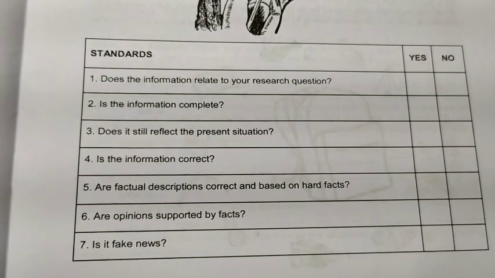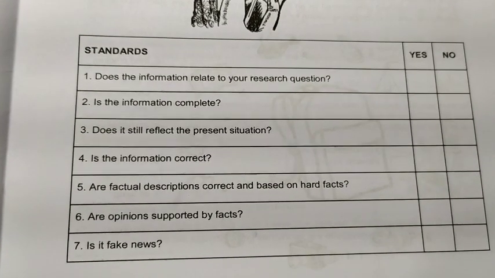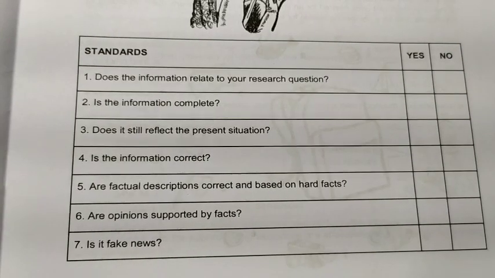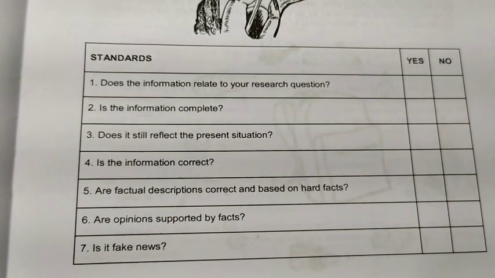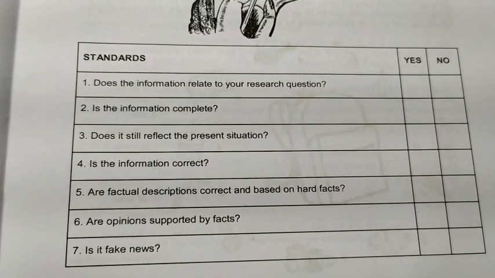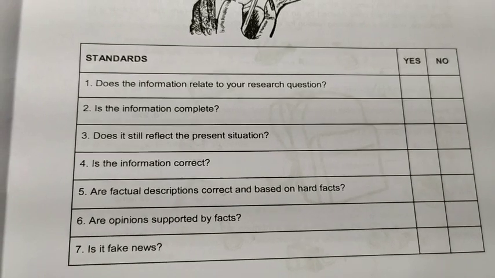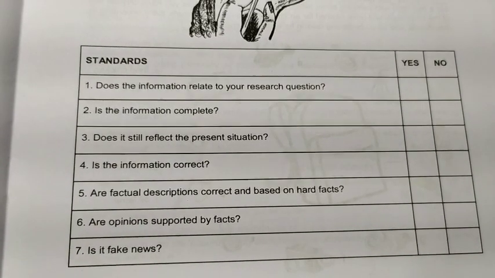Does the information relate to your research question, or is it really targeting your aim? Is the information complete, or does it have all the details that you need? Does it still reflect the present situation, or the timeliness? Is the information correct, or the factual, the truthfulness?